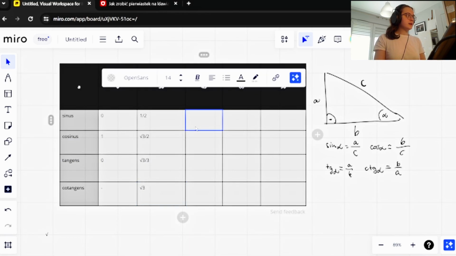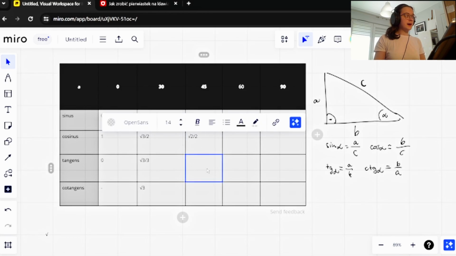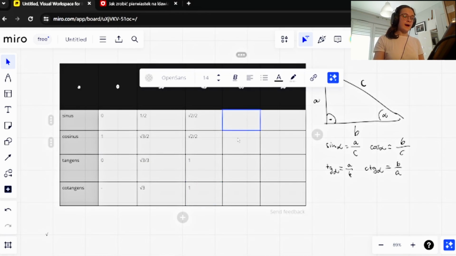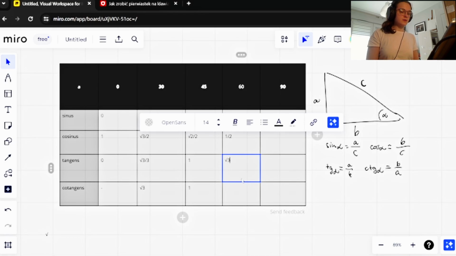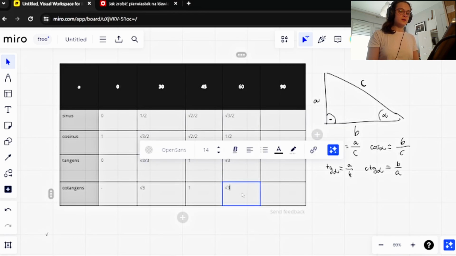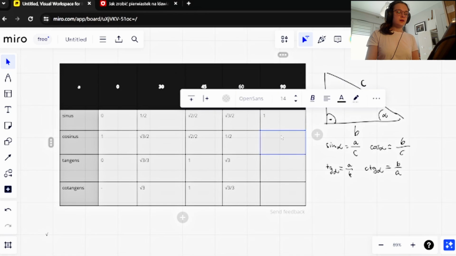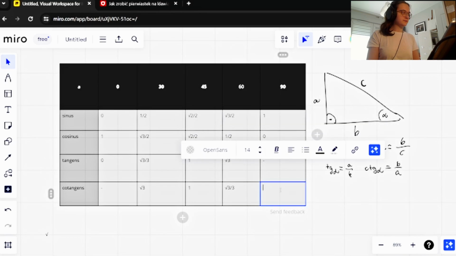At 45, sinus is square root of 2 divided by 2, cosinus is square root of 2 divided by 2, and tangens and cotangens are 1. At 60 we have square root of 3 divided by 2, half, square root of 3, and square root of 3 divided by 3. At 90 we have 1, 0, undefined, and 0.